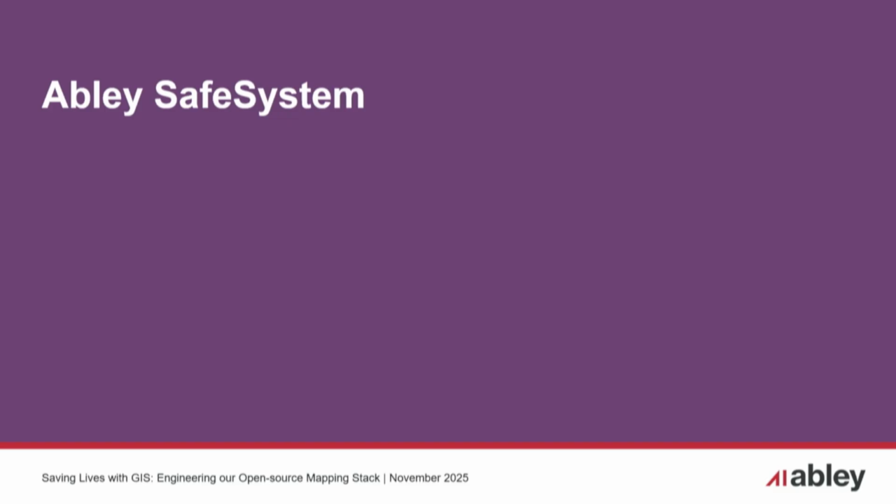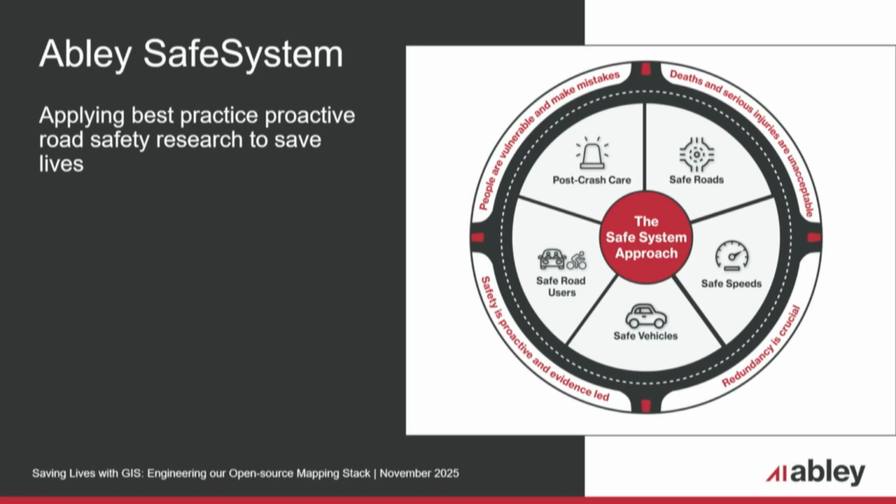Abley SafeSystem is a suite of products that's working to apply best practice proactive road safety research to save lives. The SafeSystem approach is a global approach for road safety that's around reducing deaths and serious injuries by admitting that people make mistakes, but they shouldn't die as a result of those mistakes. It takes a proactive approach to identify dangerous locations before people are killed.